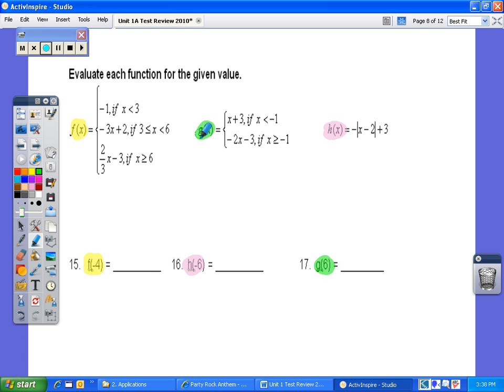Okay, so the first one says f of negative 4. So I know that negative 4 is smaller than 3. So it has to be in that category. Since it's only a negative 1, I know that I'm just going to put negative 1 as my answer. Okay, don't plug anything in. Because -1 is what we call a constant, and there's no variables for you to plug in. Don't plug anything in. Just leave it alone.